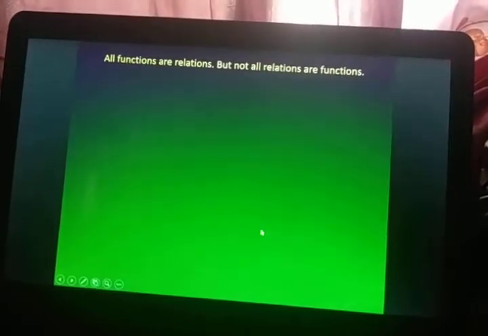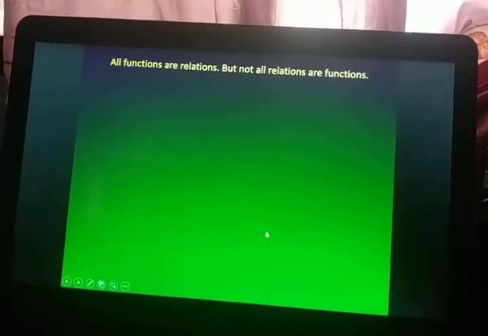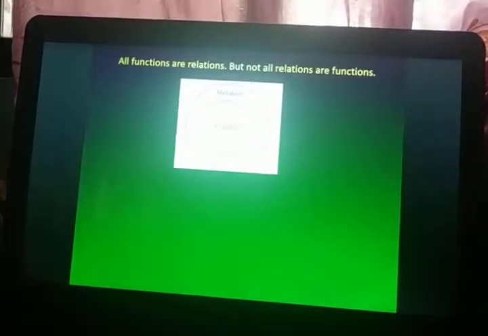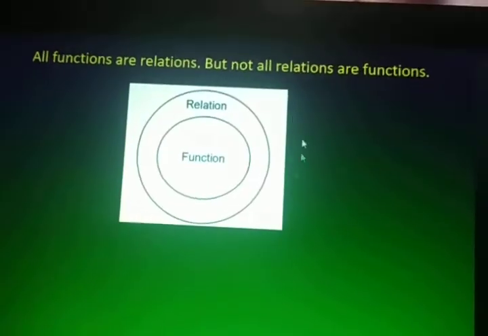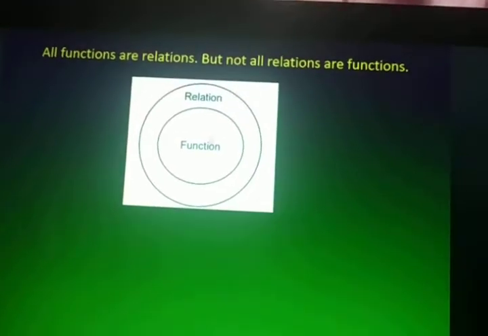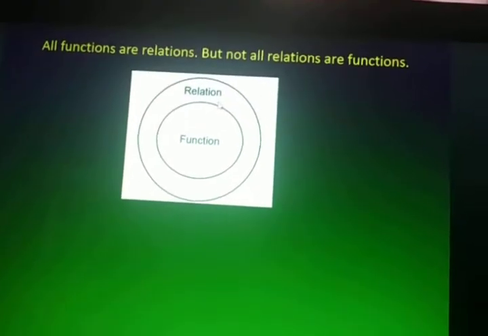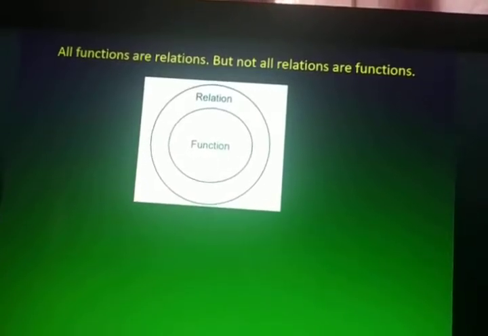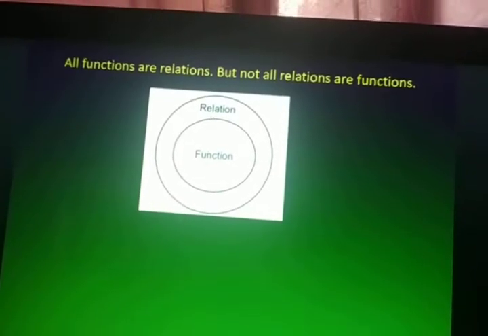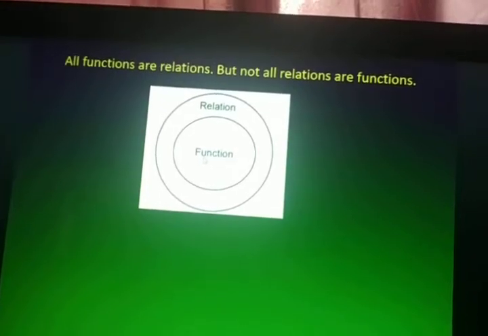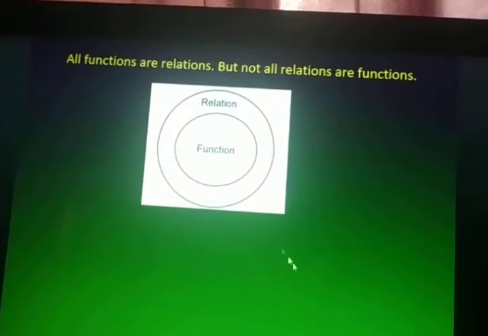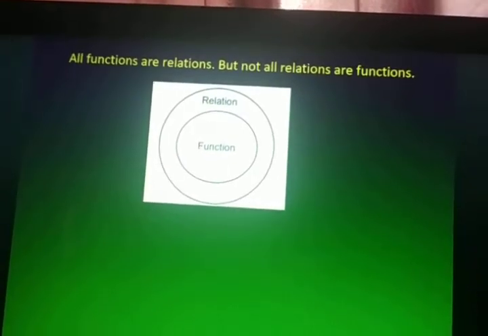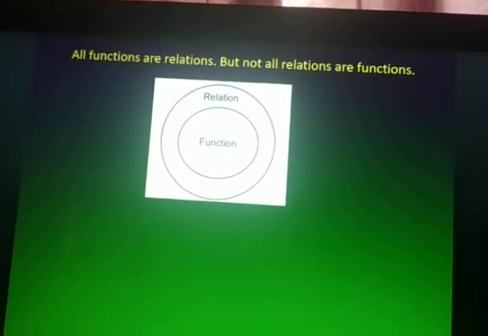Okay, all functions are relations, but not all relations are functions. This is better explained by this drawing. All that we have here are relations. A function is a relation, but not all relations are functions. There are parts of a relation that are not functions. A function is very special. And what I have given you as examples a while ago are called functions. They are special kinds of relation. All of them are relations, but they are a specific type.